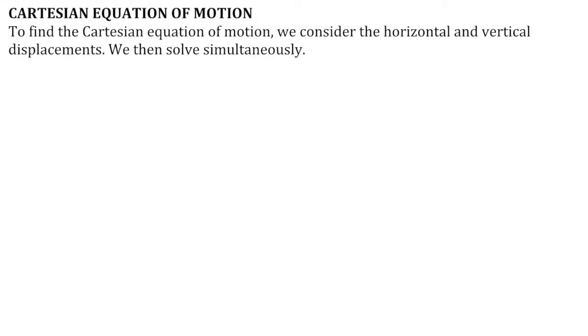So we're going to set up an equation now. It's called a Cartesian equation because it's going to have x's and y's in it, something we can graph. And what we're going to do to find the Cartesian equation of our motion, we're going to look at the horizontal and vertical displacements because horizontal and vertical displacements are x and y. Then we'll solve simultaneously to find out our equation.